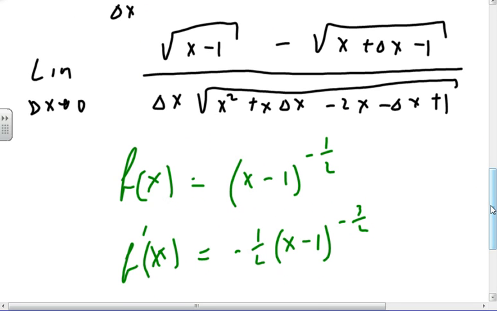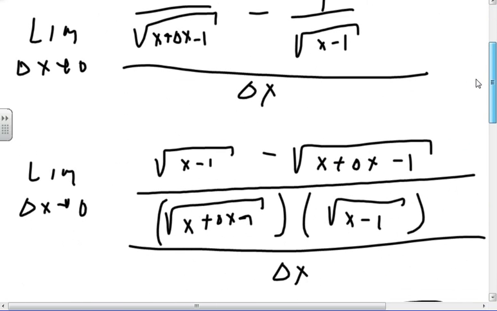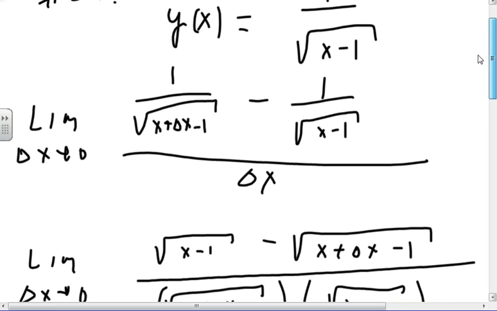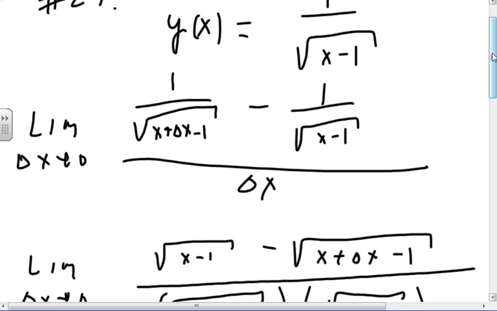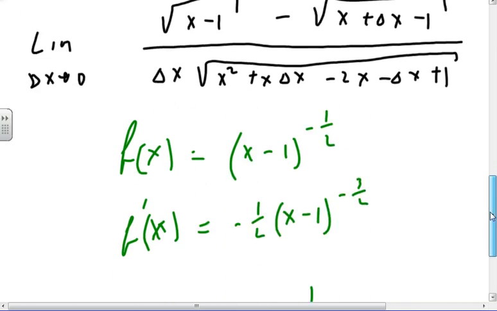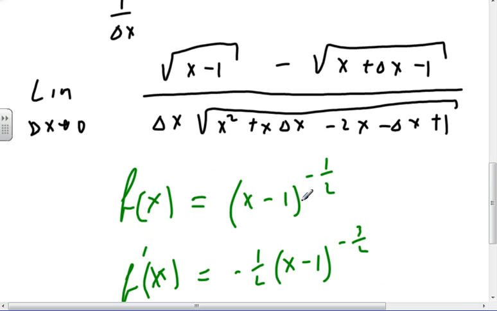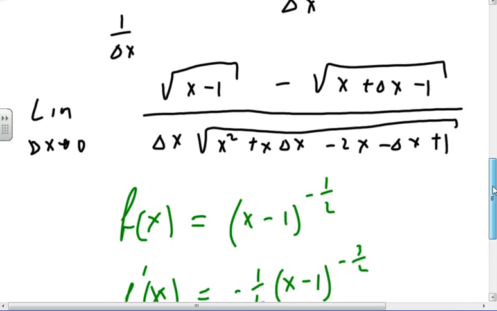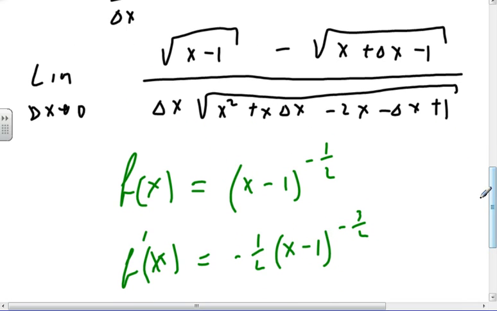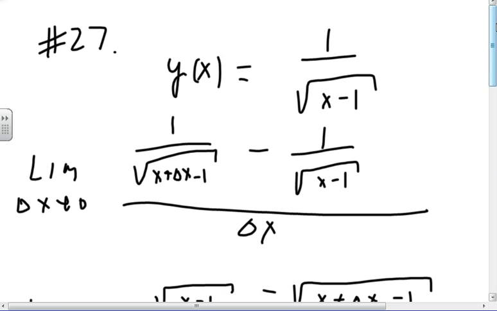Okay, so if we move back to there. I have a question. When you did the f prime of x, is that called f prime of x? Well, I just call it f prime of x. When you do 1 times negative a half, you get a negative a half. So we're back to here.